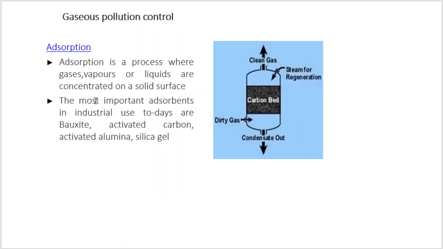In the adsorption process, gases, vapors or liquids are concentrated on a solid surface. The most important adsorbents in industrial use today are bauxite, activated carbon, activated alumina, and silica gel. Here we can see how this works. Here dirty gas comes in, here is a carbon bed which adsorbs the gaseous pollutants, later the clean gas goes out. Here we can get steam for regeneration and concentrate out after a certain period of use. So those are the gaseous pollution controls.